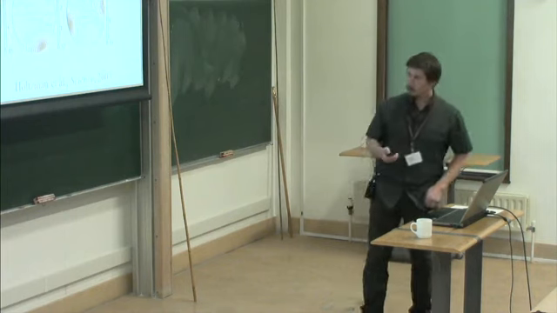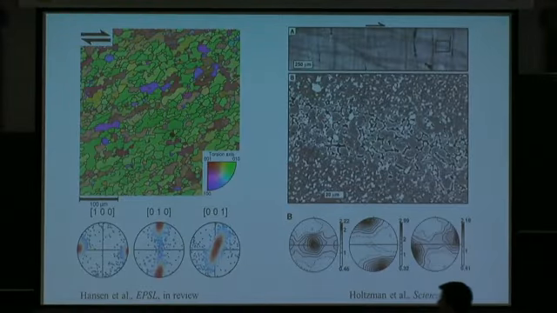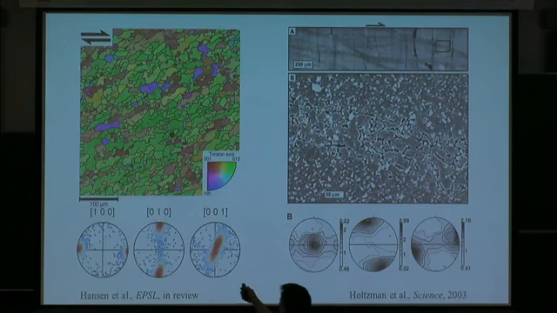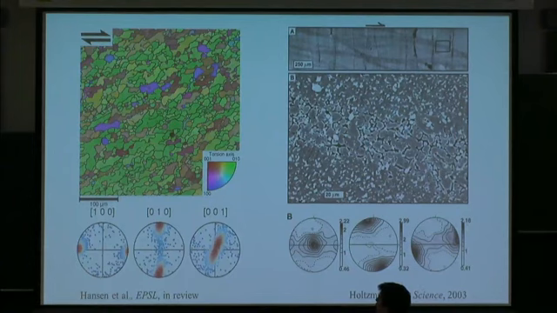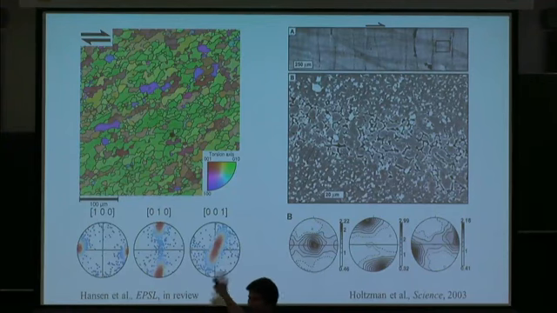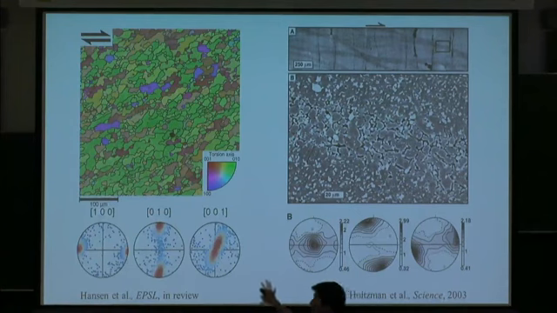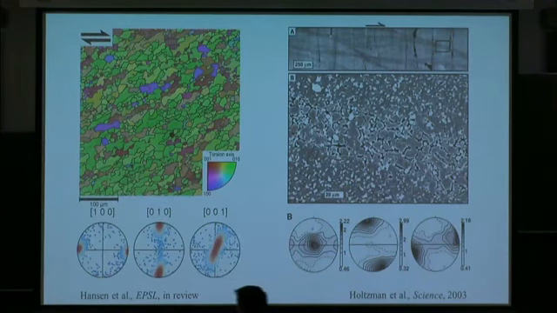Okay. So here's the basic point. On the left side, this is the grain scale microstructure. Black lines are grain boundaries. Now, the color scale is related to orientation. I don't want to worry about that too much here. And this is in a rock deformed below the solidus. Okay? And this is the sort of crystallographic alignment you get out.